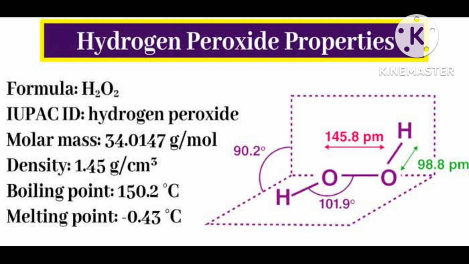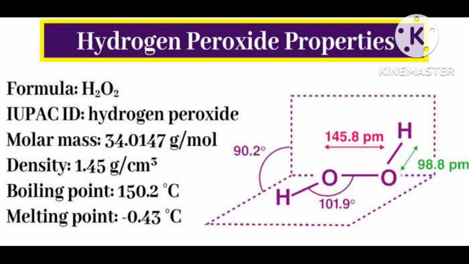In the pure state, peroxide is almost colorless. Almost colorless means very pale blue liquid. Its important physical properties are: melting point in Kelvin is 272.4. Boiling point is 423 Kelvin.